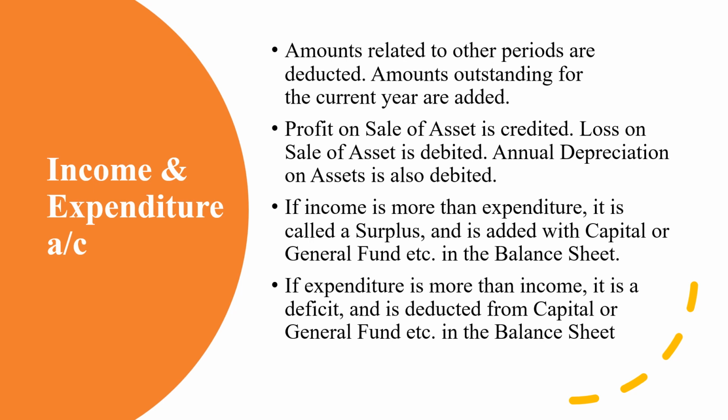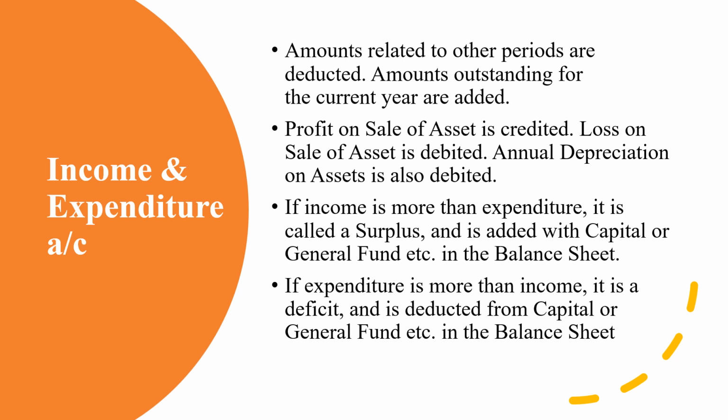Amounts related to other periods are deducted. Amounts outstanding for the current year are added. All adjustments will be shown in this account. Adjustments about expenses or incomes related to other periods will be deducted. Adjustments related to expenses and incomes outstanding for the current period will be added. Similarly, adjustments for depreciation, bad debts, everything will be shown in this account.